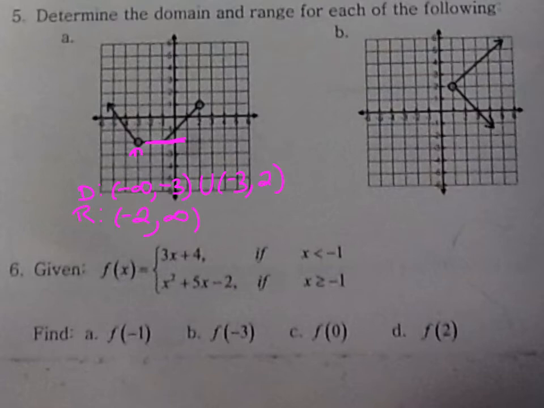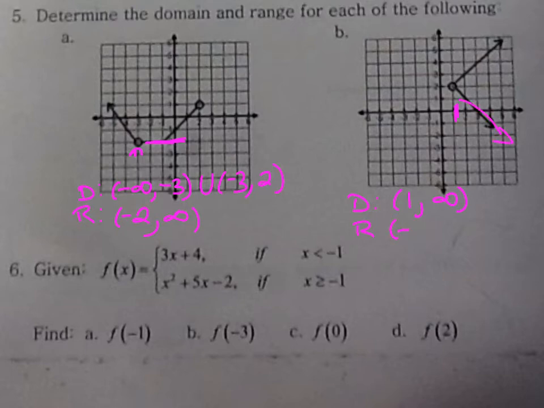All right, B. For the domain, it doesn't go past 1, and it's also not including 1 because there's a hole. So it's 1, and then it just keeps going to the right, 1 to infinity. The range, how far down does it go to how far up? It just keeps going down to negative infinity.